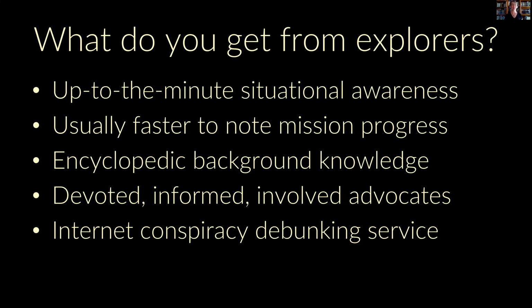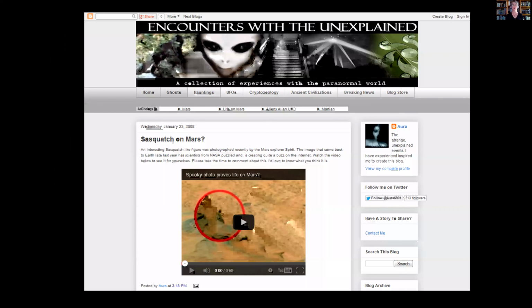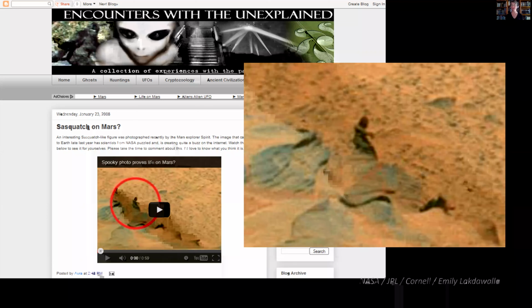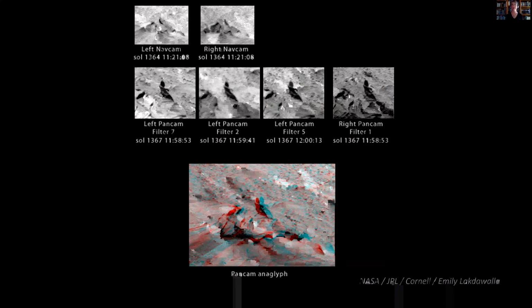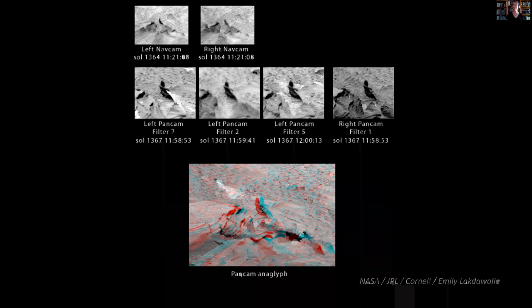They'll debunk internet conspiracies. My favorite one on the Mars exploration rovers was this Sasquatch on Mars. As you can see, it was posted on this website, Encounters with the Unexplained. And here's our friendly Sasquatch, the Bigfoot that was walking around on Mars. The unmanned spaceflight community quickly figured out that that Bigfoot was actually very tiny, only a few inches tall, and that Bigfoot was also not moving from one day to the next. He stayed still for about 3 or 4 days, and they found all the images of Bigfoot that have been taken through all of the different cameras on the Mars exploration rover.